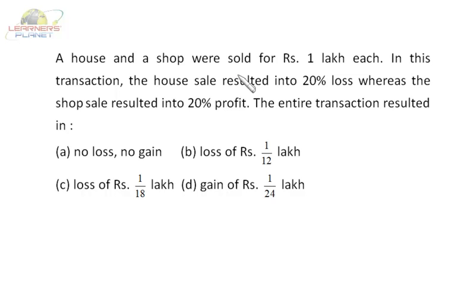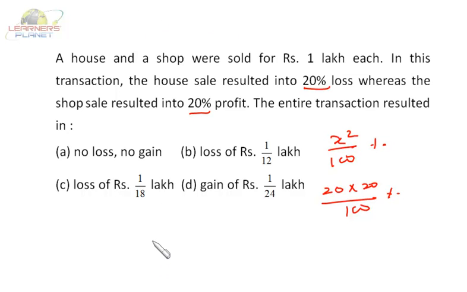Now further, the selling price is same and on one product the person is making X% loss and on other he is making X% profit. So in overall transaction he'll be making X square by 100% loss, that is 20 into 20 by 100% loss, that is 4% loss. Okay, now 4% loss is there and we have to find the loss in rupees.